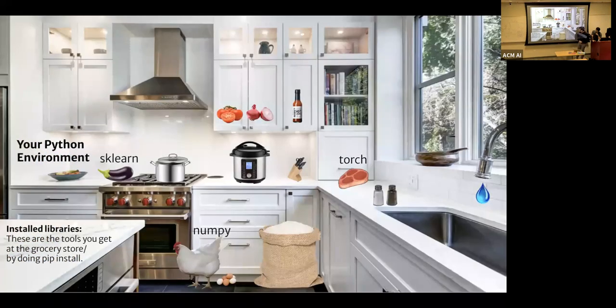The third level is installed libraries. These are the tools you get at the grocery store or by doing pip install, right? So basically, these are specialty tools that you only use once in a while. It is specific to every dish you make, aka it is specific to every single program / script / experiment you run in Python. These include things like scikit-learn, NumPy, and Torch.